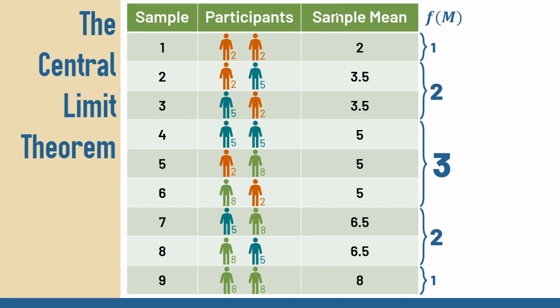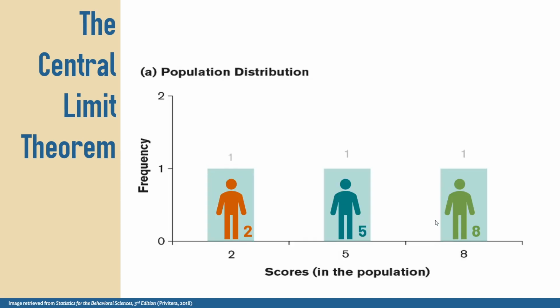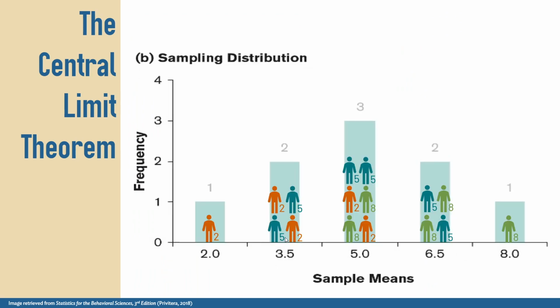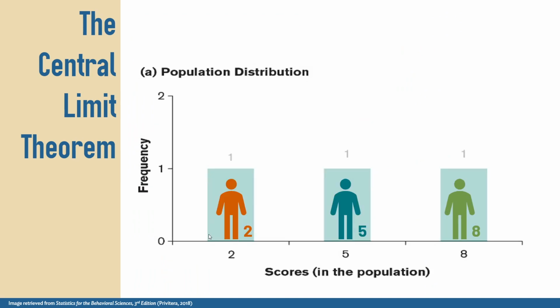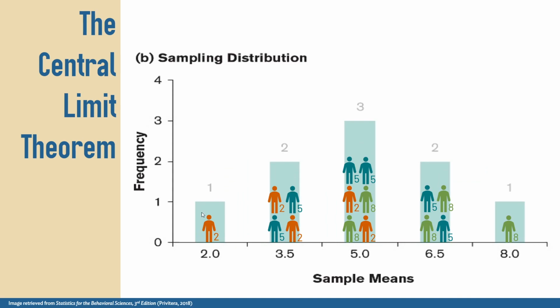And so if we remove the math column, then we just see the frequency of these sample means. We see that, okay, we have 1 sample mean of 2, we have 2 sample means of 3.5, 3 of 5, and so on and so forth. And so that is the central limit theorem. That is how we go from this to this, right? This, the population distribution in which we are sampling with replacement and order matters, to the sampling distribution of the sample means, right?